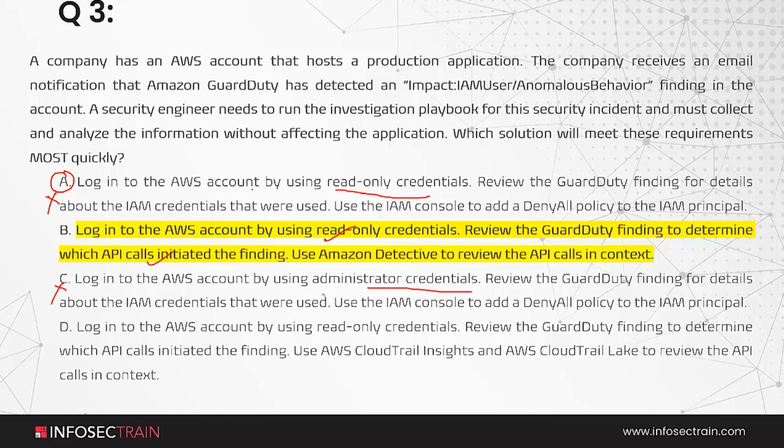Definitely we can go for D also, but at the end of the day, we want to make things simple, and we want to investigate things more effectively and easily. And the question clearly says which solution will meet these requirements most quickly. So the answer is B. That's what I'm saying: when you go for this exam, you can find many answers, and even all the choices can be correct. But go for the best one. Go for the easiest or the best one based on the question.